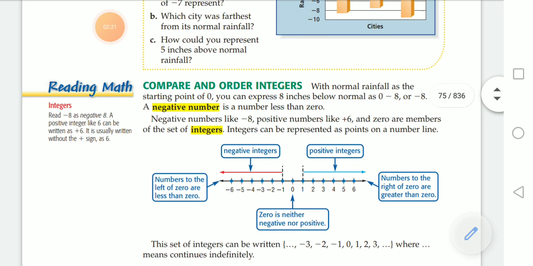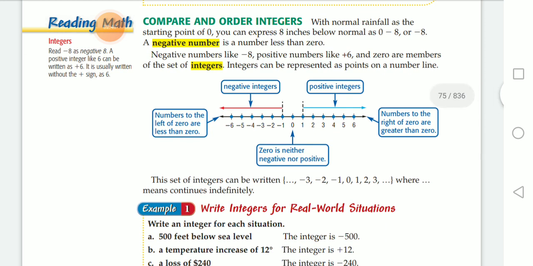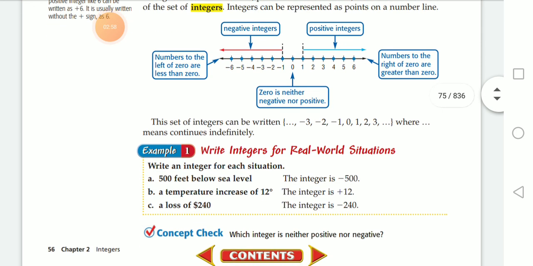Let's see together. I have here the number line. I have numbers to the left of 0 and less than 0. These are negative numbers, right? And I have here also the 0. 0 is neither negative nor positive. Positive integers are numbers to the right of the 0 and greater than 0. As you see, this set of integers can be written as -3, -2, -1, 0, 1, 2, and so on, where the dots mean it continues indefinitely.